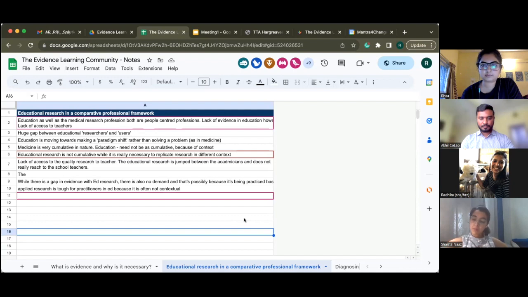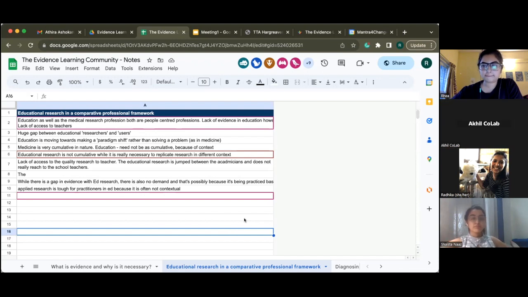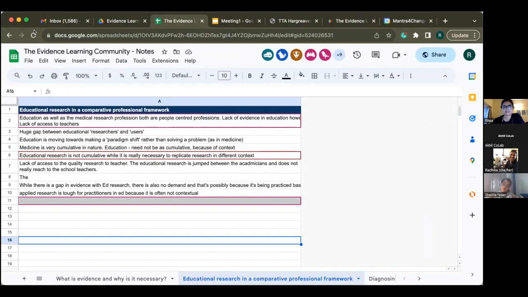We were also discussing whether in medicine everything is cumulative. If you find existing research, you add on to it, and it goes forward. But in education, context also plays a huge role, and it varies. So that was something we were discussing, but we didn't have a chance to complete that. Just checking if there is anything else. Anyone else from the group, please feel free to add if I missed any points.